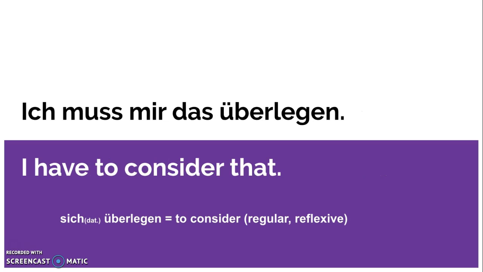Alright, next one. Ich muss mir das überlegen. The verb is sich überlegen, and it means to consider. It is also regular and reflexive, but this time the reflexive is dative. So we're using mir instead of mich and dir instead of dich, those sorts of things.